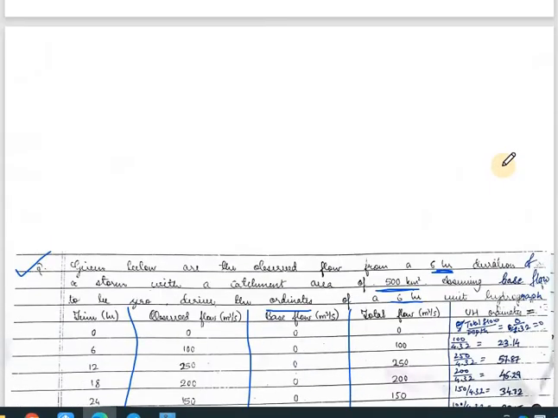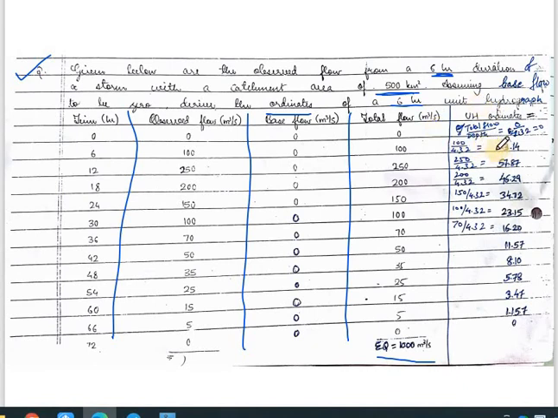In order to calculate the ordinate, we need to divide the total flow by the depth. In the first case, 0 is the total value, so 0 divided by 4.32 will give you 0 only. In the second case, 100 divided by 4.32 will give you 23.14. Then 250 divided by 4.32 gives 57.87. 200 divided by 4.32 will give you 46.29. 150 divided by 4.32 will give you 34.72, and so on.